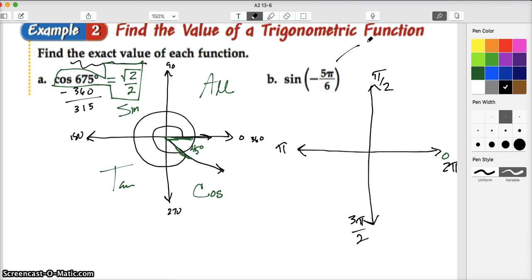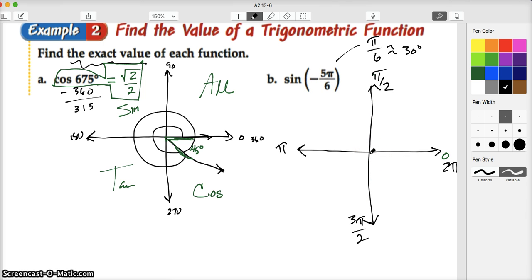Now, I like to think about this. What was pi over 6 again? It was 30 degrees. So what we're doing is going 5 groups of 30 degrees in the negative direction. Of course, we could take 5 pi over 6 and just translate it directly into degrees if that's the way your mind works. It's just the way my mind works. But let's say we don't even do that.